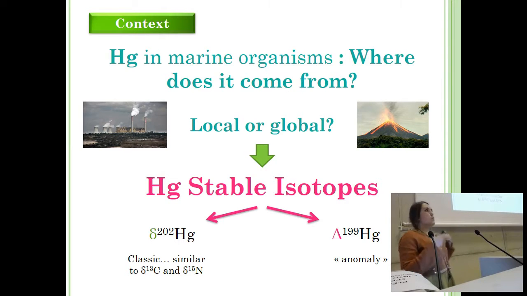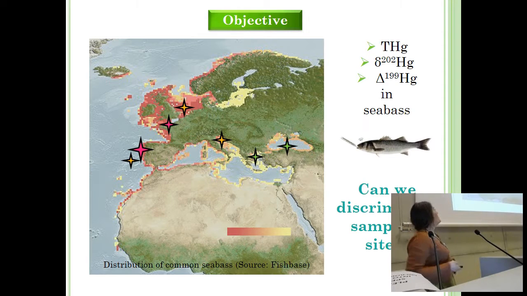So what we wanted to do is to use these isotopes to try and answer the question: do we have global or local mercury? So what we did was we decided to sample a marine predator, the common sea bass, in 7 different sites across Europe. Of course, we measured mercury concentration, but also mercury isotopic composition.